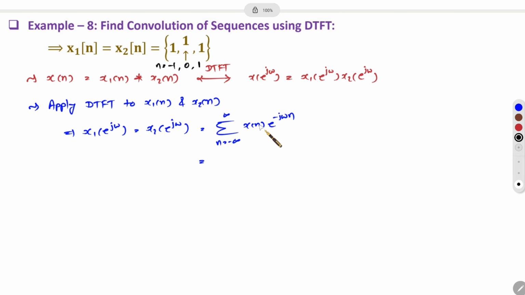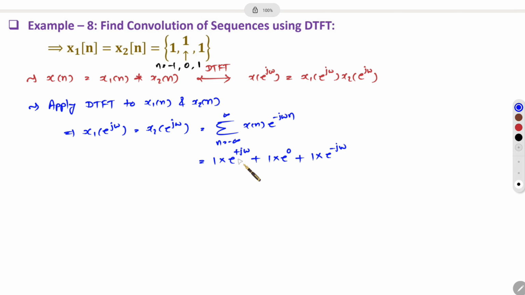So here, instead of the limit from minus infinity to plus infinity, now we have the limit from minus 1 to plus 1, right? So x1 of n is 1 for n equals minus 1. So here we have e to the power of minus, minus, plus j omega, and then we have n equals 0 where x of n is 1. So if you have n equals 0, e to the power 0 will be there. Then for n equals 1, we have 1. So here we have 1 for n equals 1.